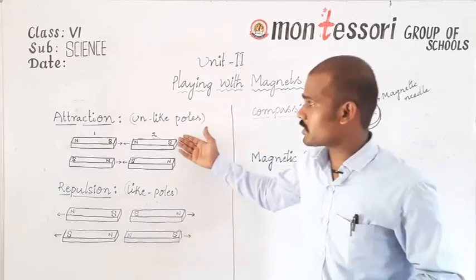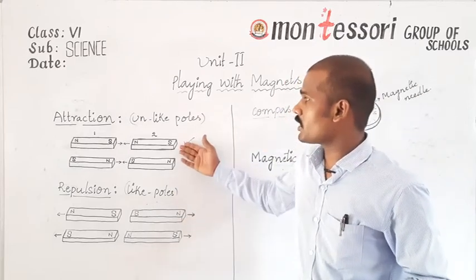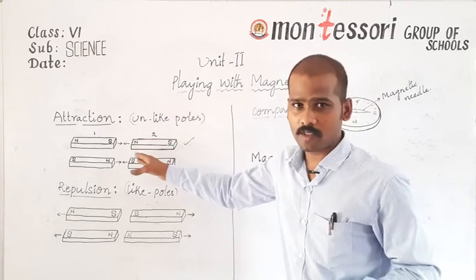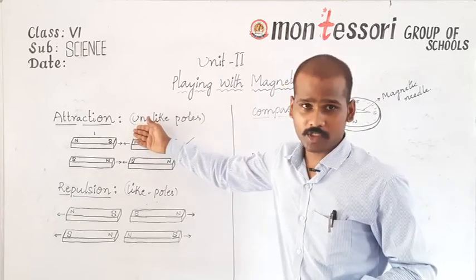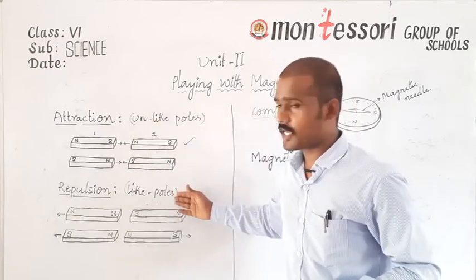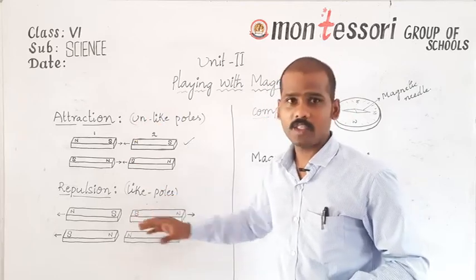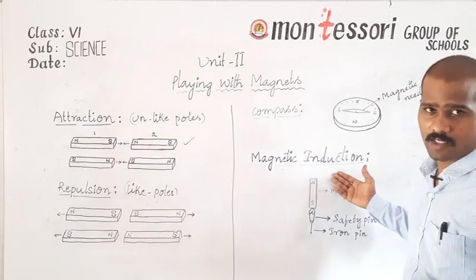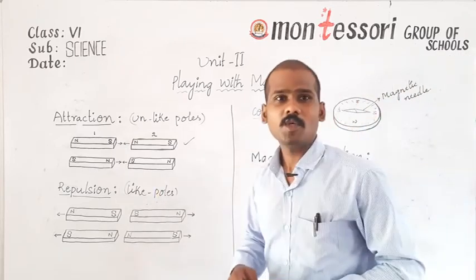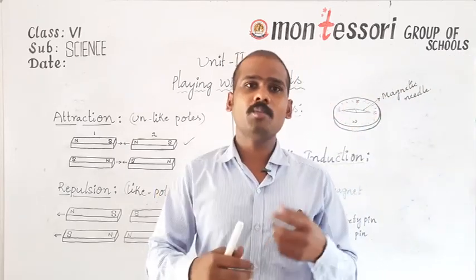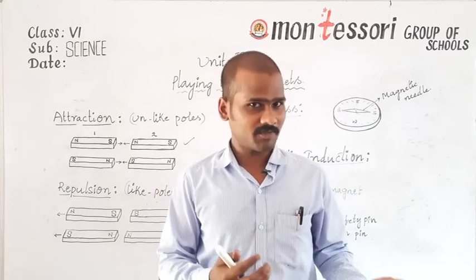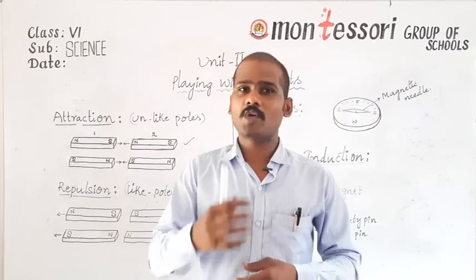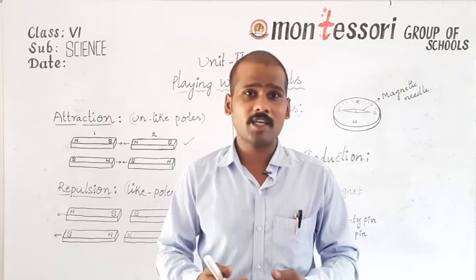Next we discussed attraction and repulsion. If you bring unlike poles of any two magnets together, they will attract; that is called the attraction property. And if you bring like poles of any two magnets together, they will repel each other; that is called the repulsion property. And next we discussed magnetic induction. These are the main points here. If you want to know more about playing with magnets, you can refer to the textbook, and please watch this video again and again for better understanding.